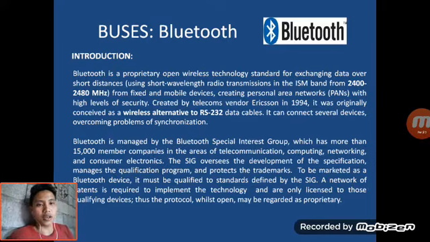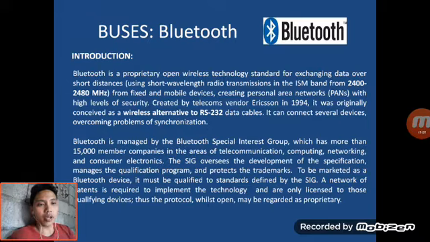Bluetooth. Introduction to Bluetooth. It is a proprietary open wireless technology standard for exchanging data over short distances, using shortwave link radio transmissions in ISM band from 2400 to 2480 MHz from fixed and mobile devices, creating personal area networks or PANs with high levels of security.